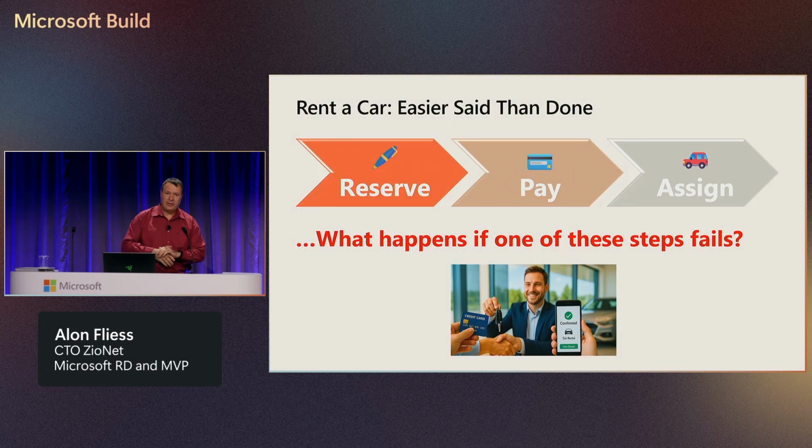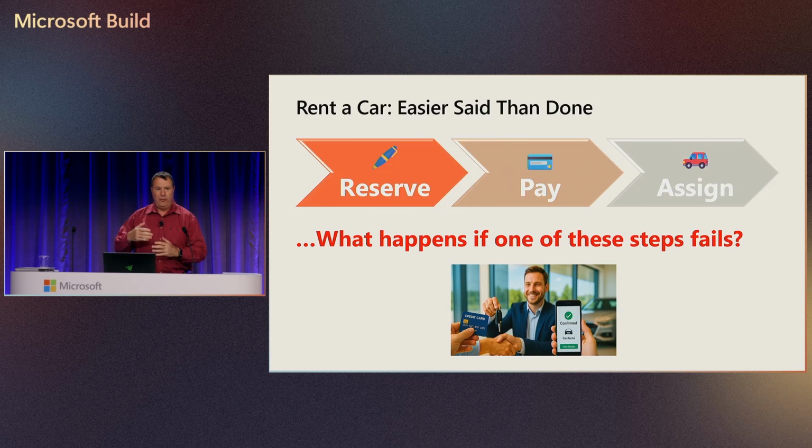Meet John. John just wants to rent a car for the weekend. For John, it's simple. Just need to pick the dates, the car class, payment method, and that's it. For the system, it's a little bit more complex.